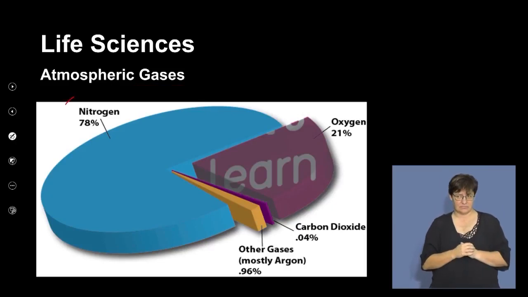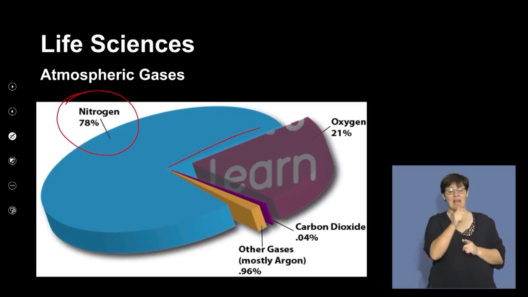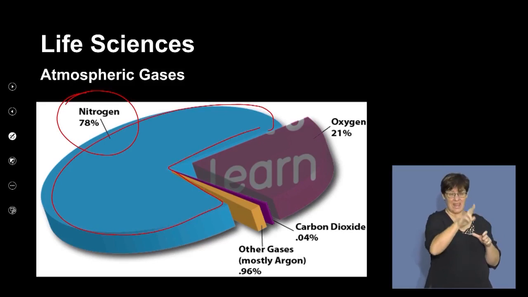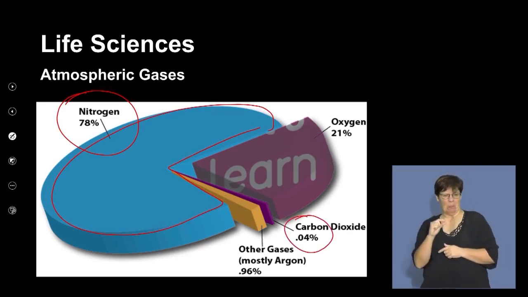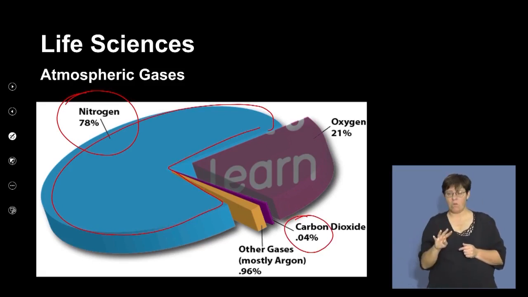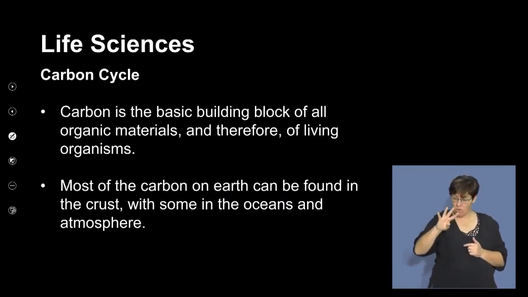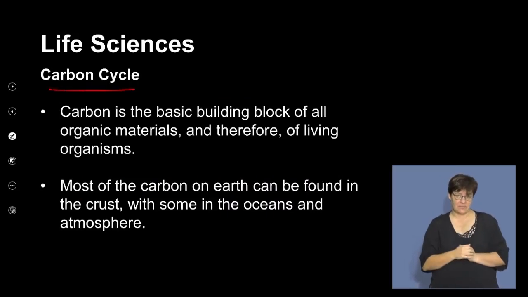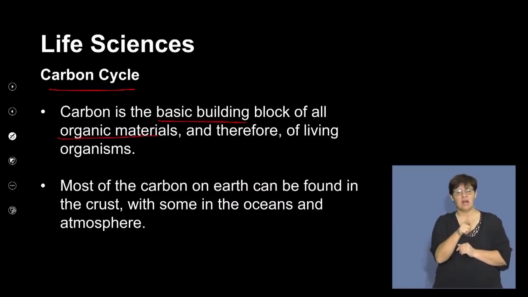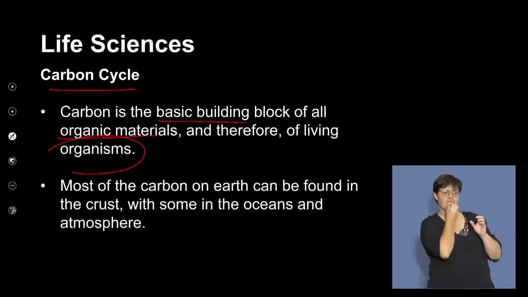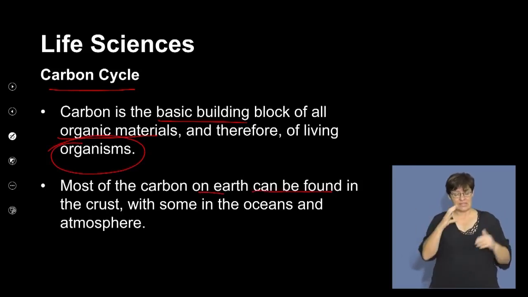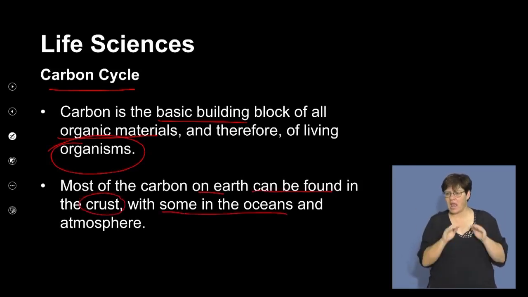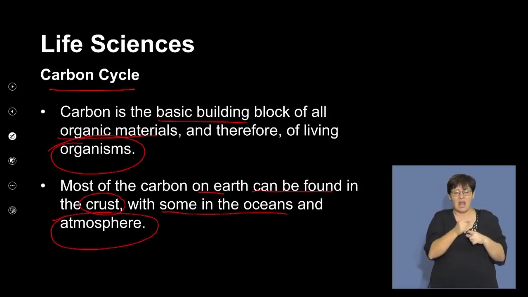As I mentioned, nitrogen is forming a significant proportion that we look at. With carbon dioxide, again, although in a very small percentage in the atmosphere, is still a significant element in nature. In our lesson, we're going to focus on the carbon as we move forward. Carbon is a basic building block of all organic materials and therefore of living organisms. Most of the carbon on Earth can be found in the crust, with some in the oceans and most available in the atmosphere.